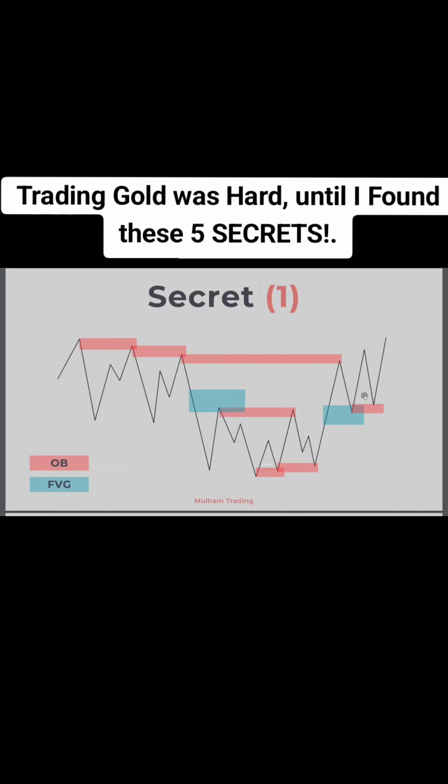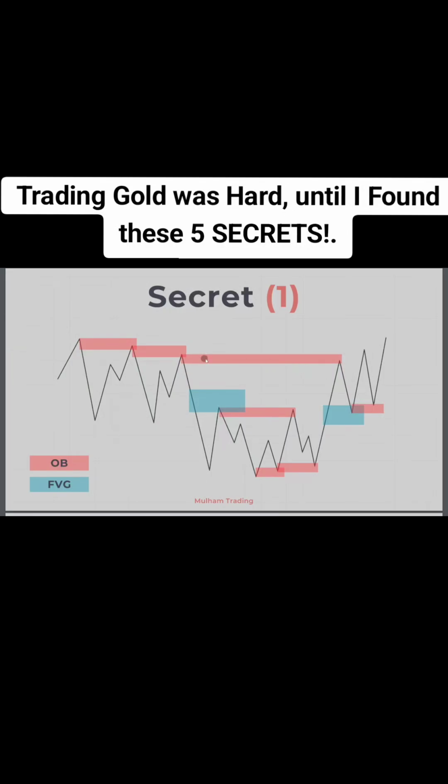Now, also we have breaker blocks, and that's what we're going to be covering in one of the next secrets, because the same as gold respects order blocks, it also respects the market structure and breaker blocks, and that's one of the secrets I'm going to give you later.